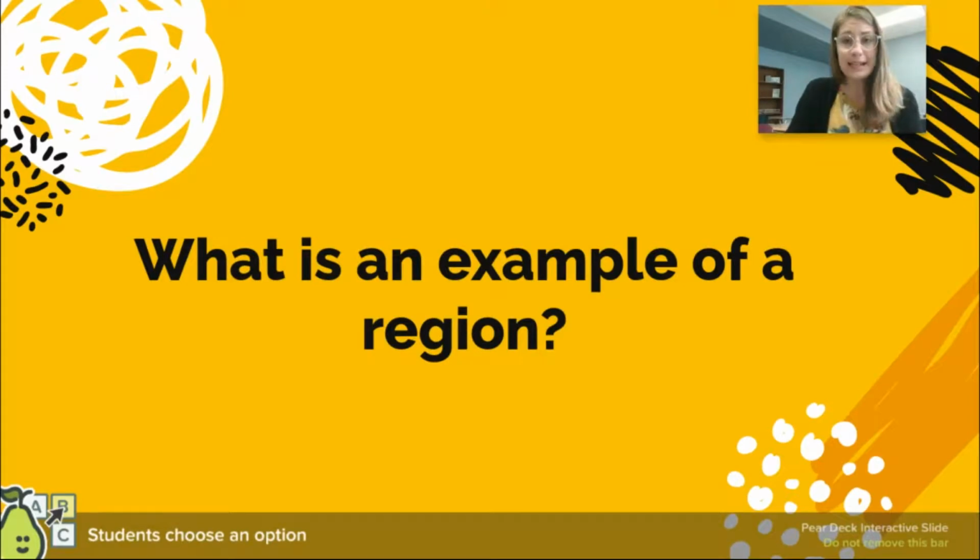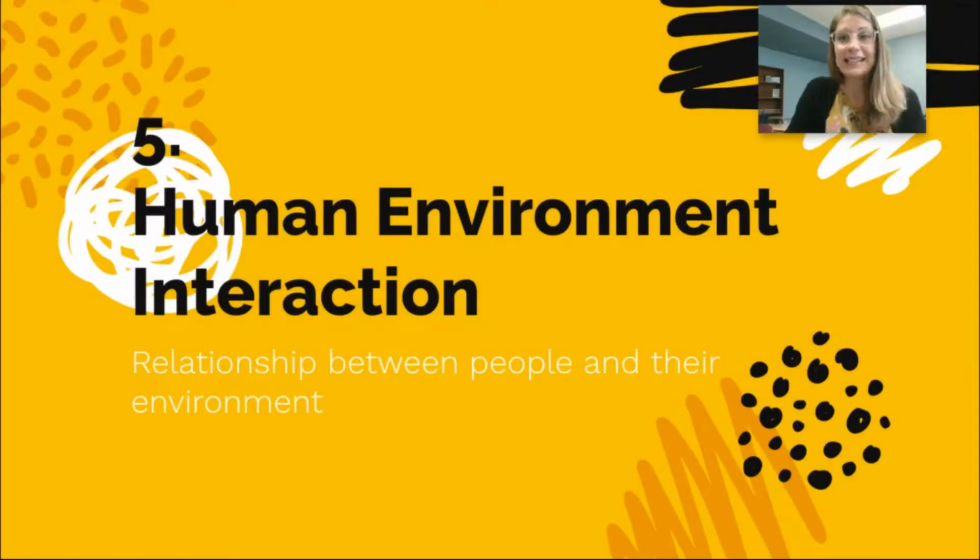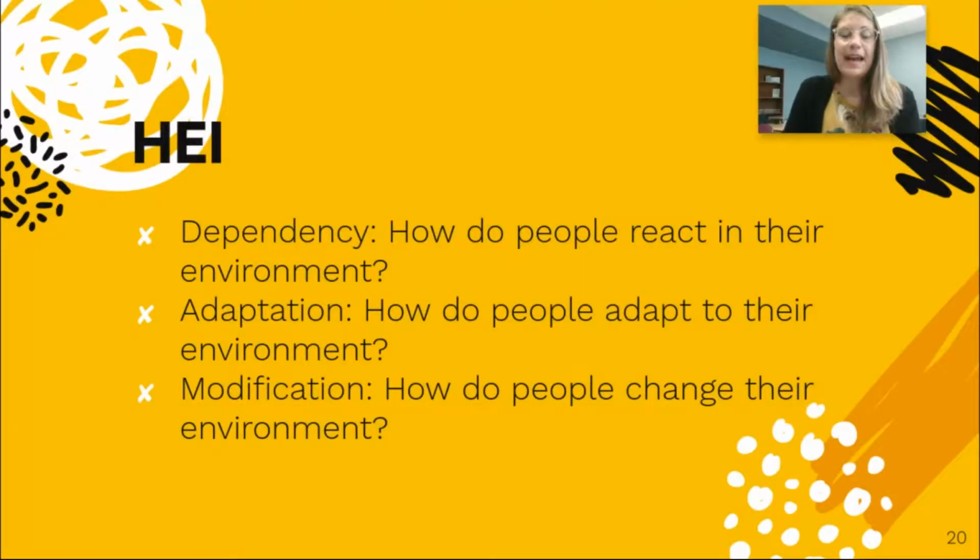So what is an example of a region? Jump back to your Pear Deck and then come back. And the last theme is human-environment interaction, which is the relationship between people and their environment. So HEI, or human-environment interaction, encompasses dependency, or how do people react in their environment, adaptation, how do people adapt to their environment, and modification, how do people change their environment.